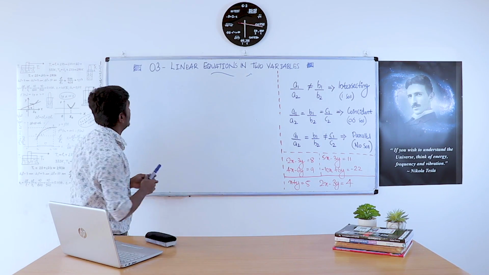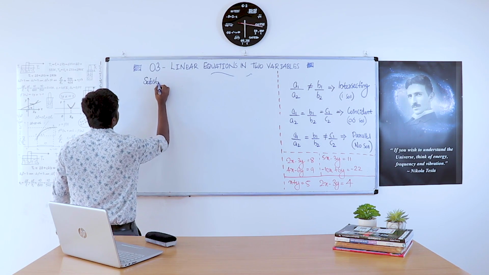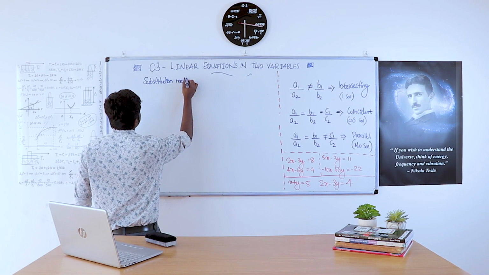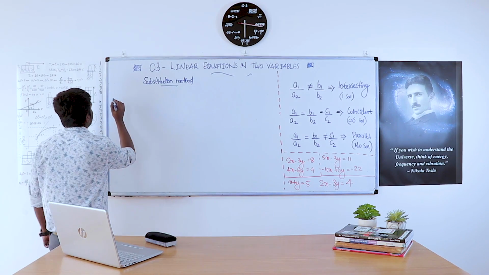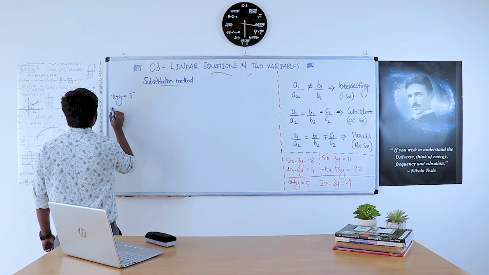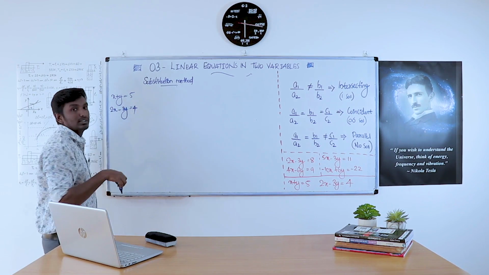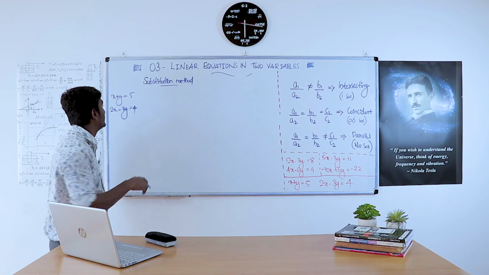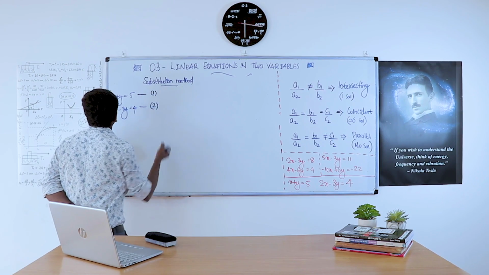The first method used to solve a linear equation is the substitution method. Consider two equations, the same equations I am taking: x plus y is equal to 5 and 2x minus 3y is equal to 4. I am going to explain the substitution method of solving linear equations in two variables. Take this as the first equation and this as the second equation.